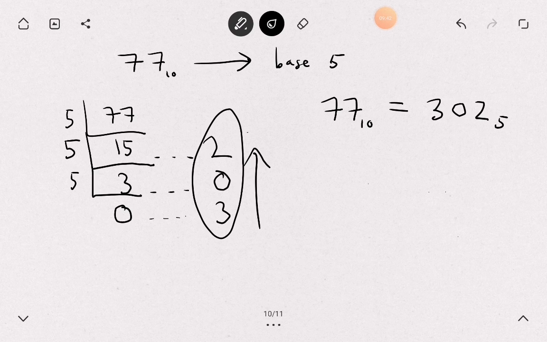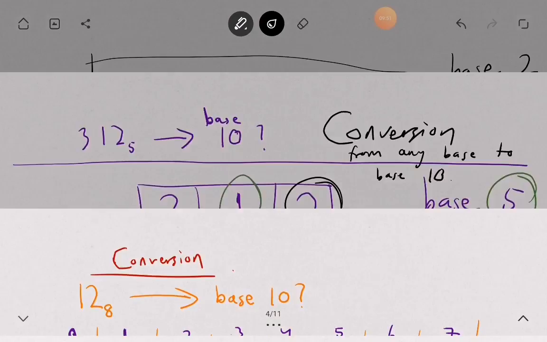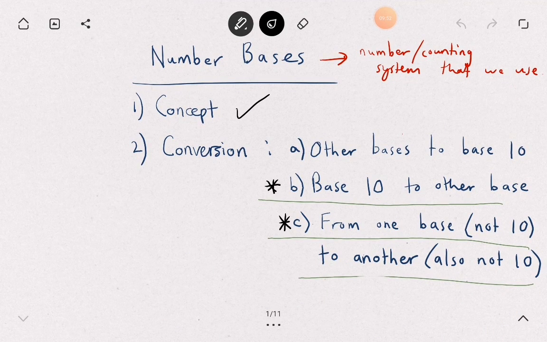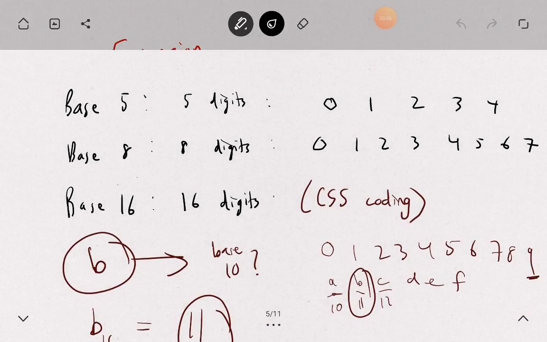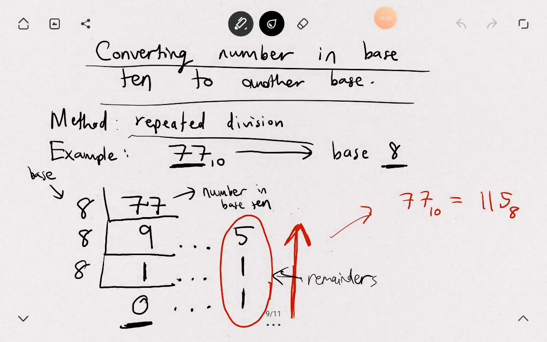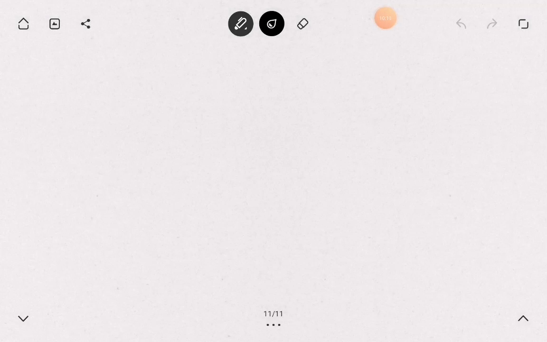Okay, so now we are done with converting base 10 to other bases. We are already done with part A and part B, so we only have C left, which is converting from one base that is not 10 to another base that is also not 10.